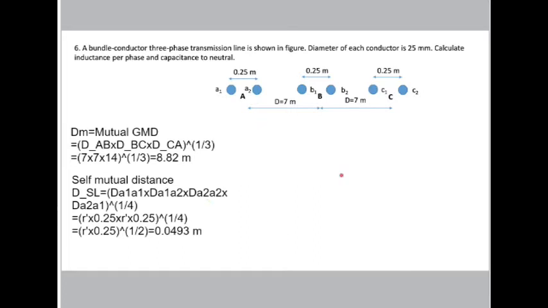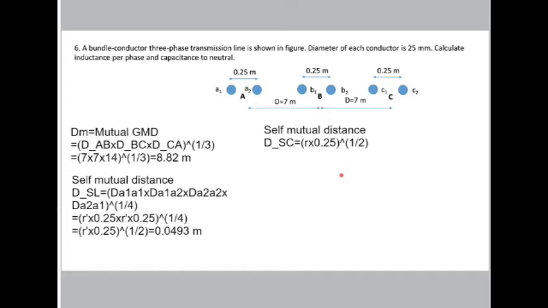Now we're going to do the same thing, self-mutual distance for capacitance calculation, because we have to do the capacitance calculation as well. So Ds, and I'm putting C for capacitance. S is for self, C is for capacitance. It will be the same, but the formula will have only r instead of r prime. So it will be r times 0.25, and its power will be still the same. So can you see how we can make it easy for us?